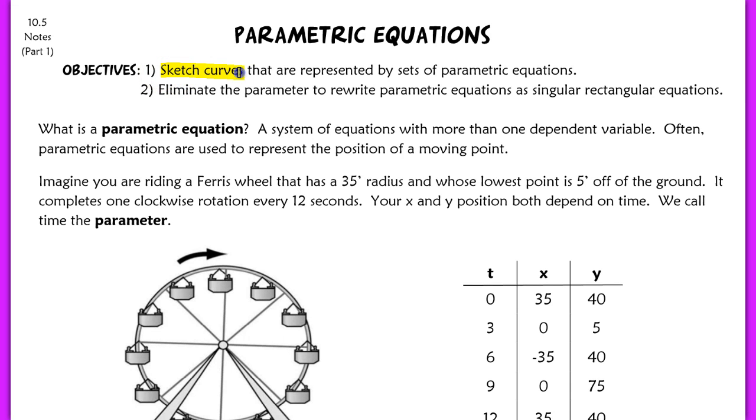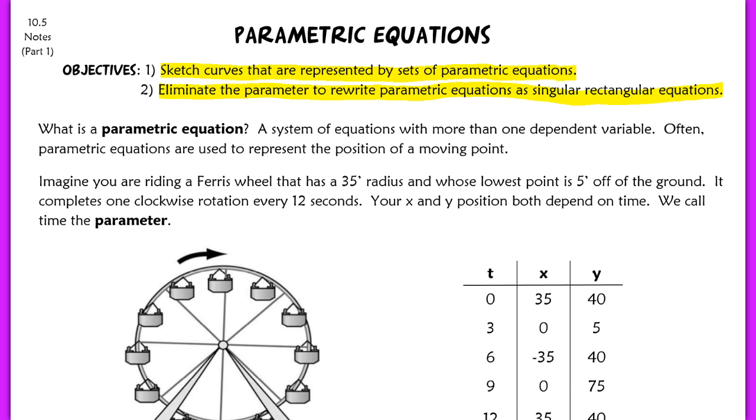We're going to sketch curves that are represented by sets of parametric equations, and we're going to do that in a couple different ways. We're going to use tables to graph our parametric equations, and we're also going to use our calculator. But our other method that we're going to rely on is eliminating a parameter so that we can rewrite the equation as a singular rectangular equation and then graph from there. So our second objective actually relates to our first objective as well.